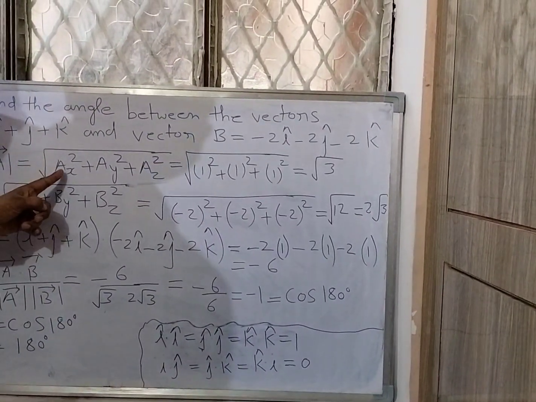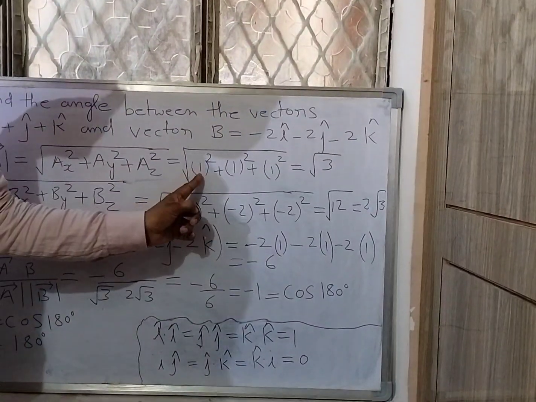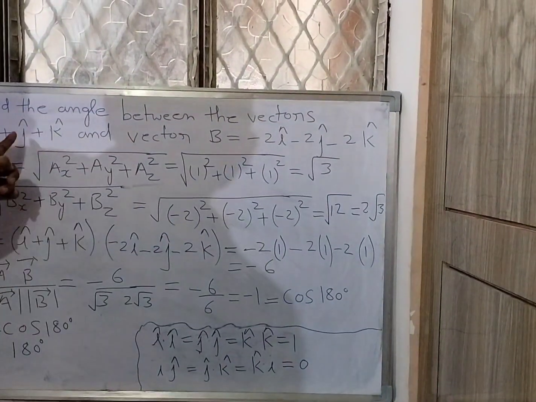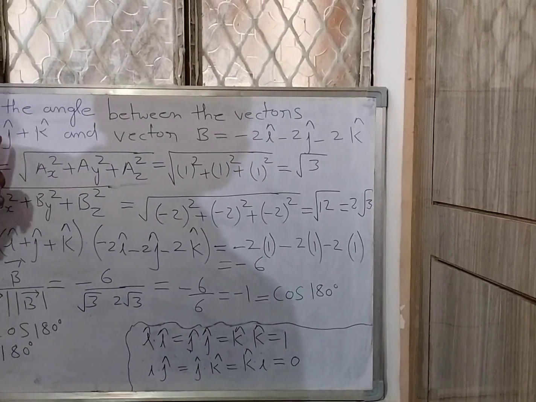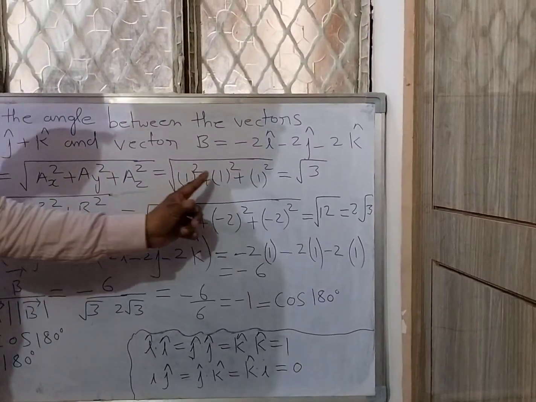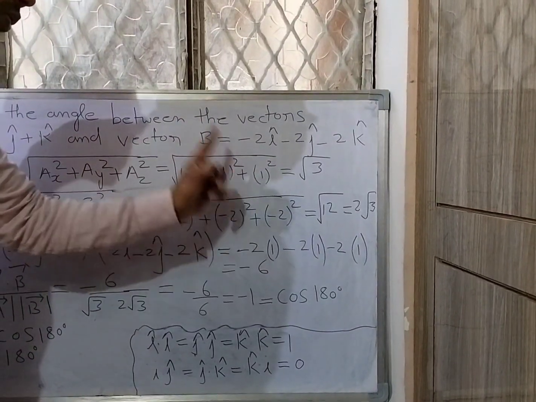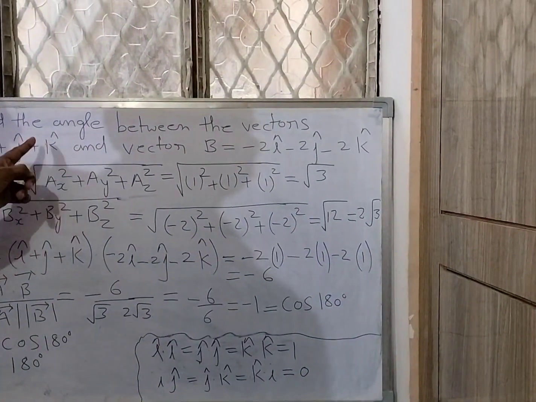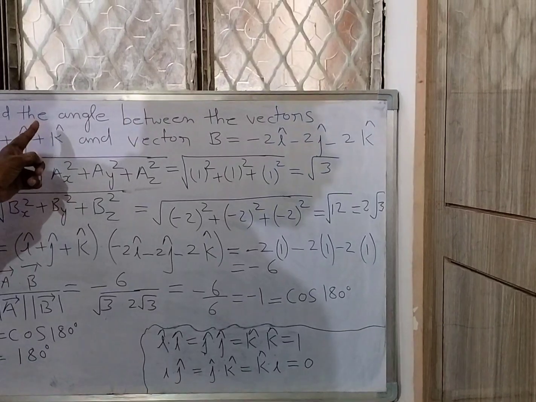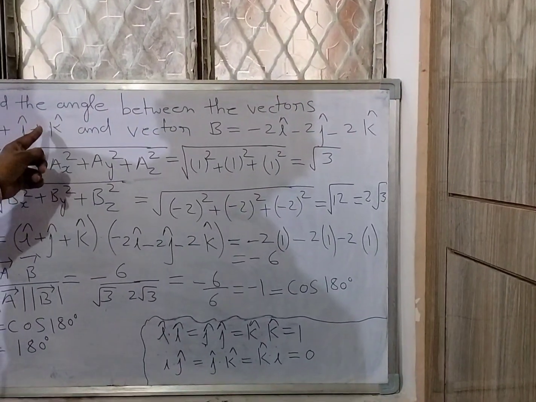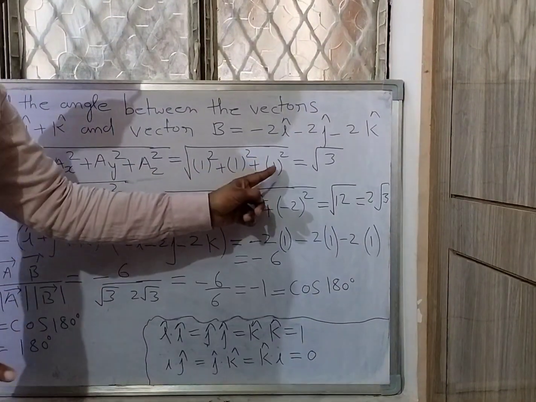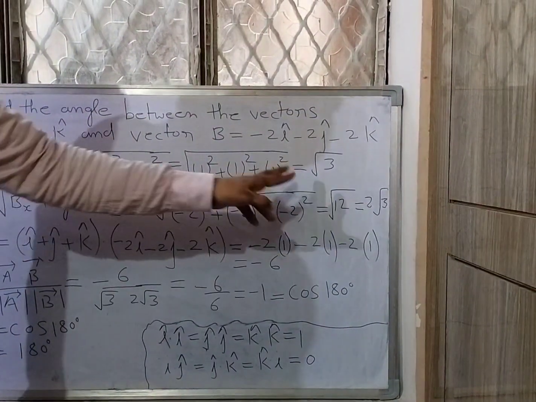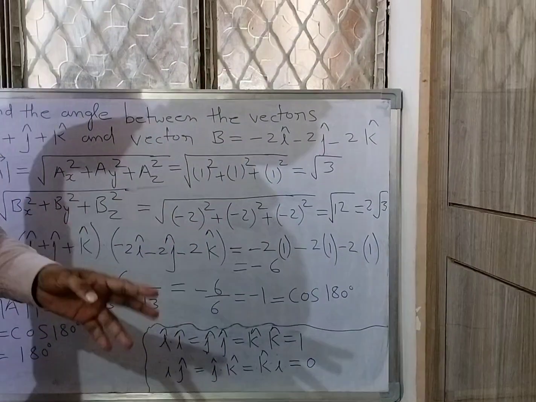Okay. So in Ax square, what should we write? 1 square. In the same way, what is behind j? That is 1. So the value of Ay is also 1 square. In the same way, what is written over there? 1 means the value of k is also 1. So in place of Az, we will write 1 square. So it will become under root 3.